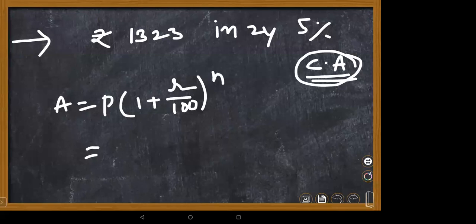Ma'am, if they give the same question, but it is 2.5 years and it is not compounded, it is simple interest, then should we take the years as 2.5 or 2 into 1 by 2? 2 1 by 2 you have to take. Then it's nothing but 2 twos are 4, 4 plus 1, 5 by 2 you will get.